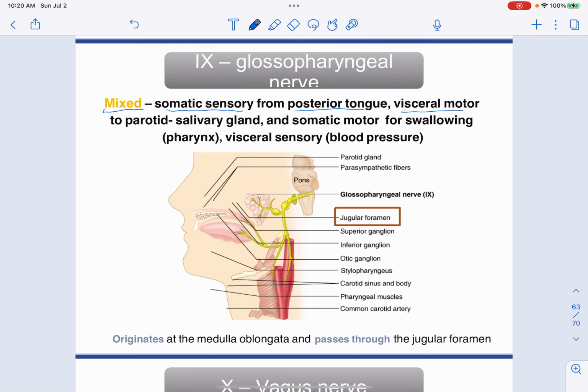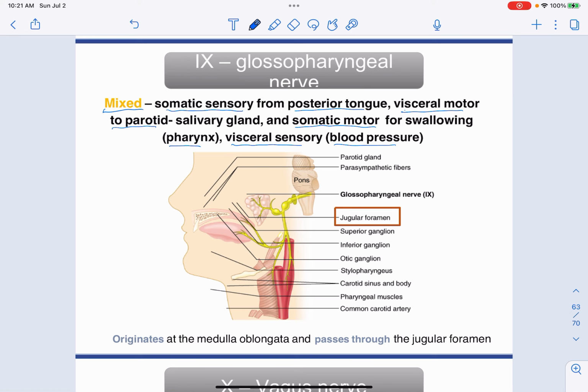There is some visceral motor, and that nerve is innervating into the parotid salivary gland. All right, the parotid salivary gland, that's one of several salivary glands that we have that help with digestion. There is also somatic motor innervation, and this nerve is going to innervate into the pharynx. That's in the back of our throat, and that is going to allow us to swallow. And then finally, there is some visceral sensory information being detected by this nerve. It is going to detect blood pressure.